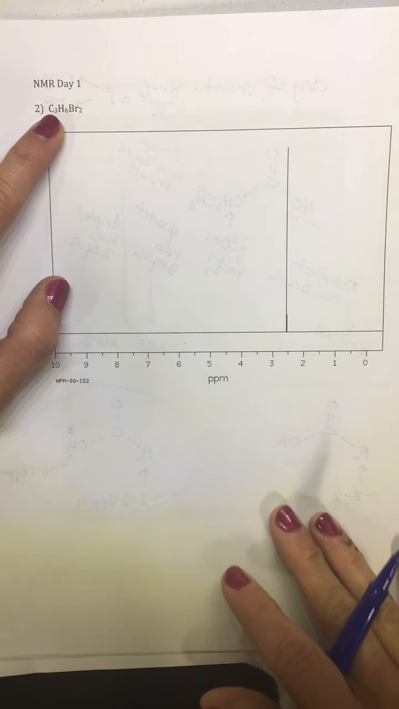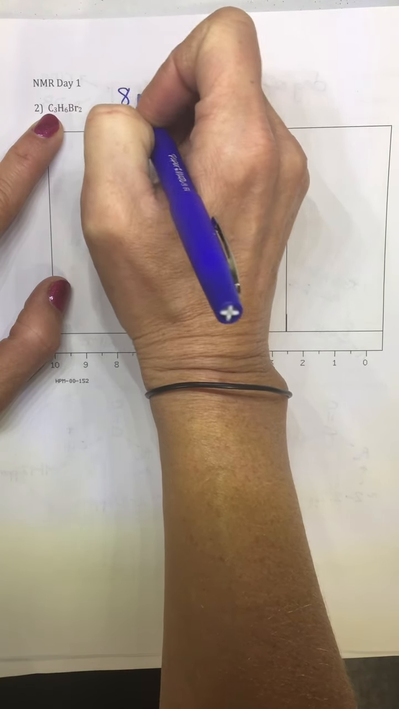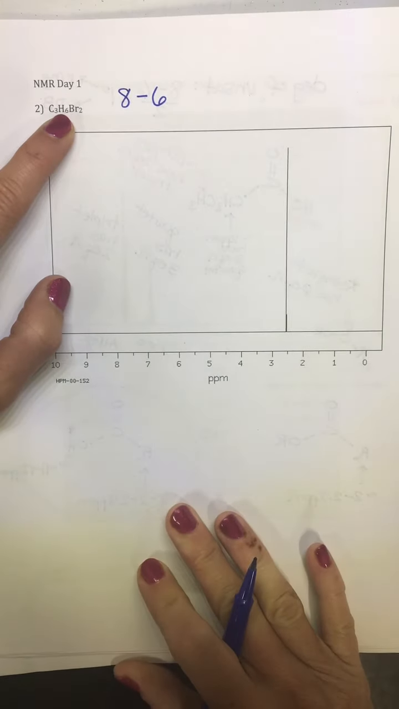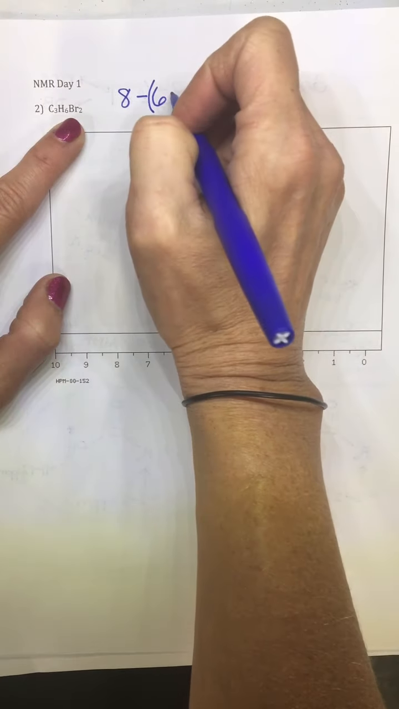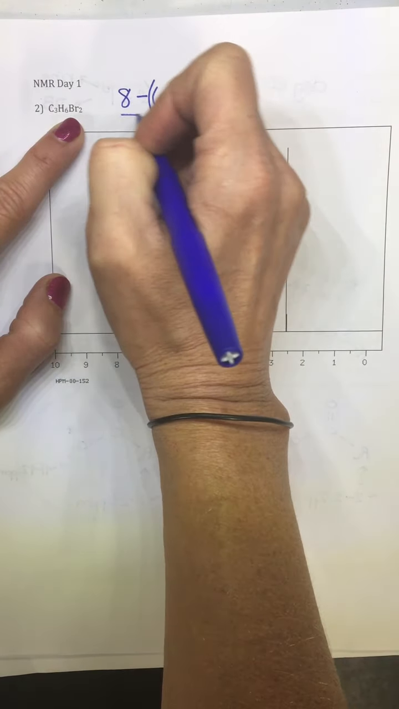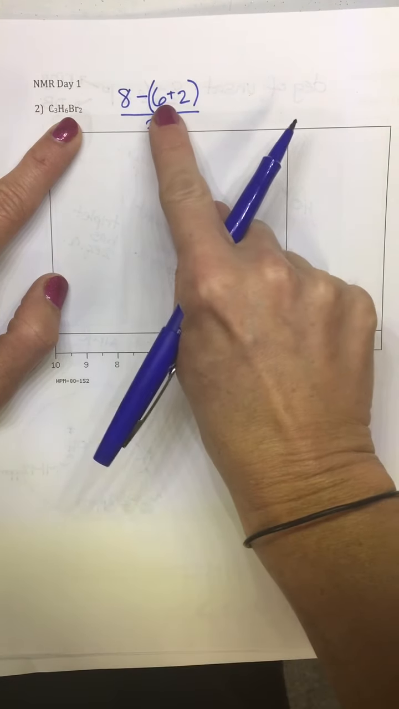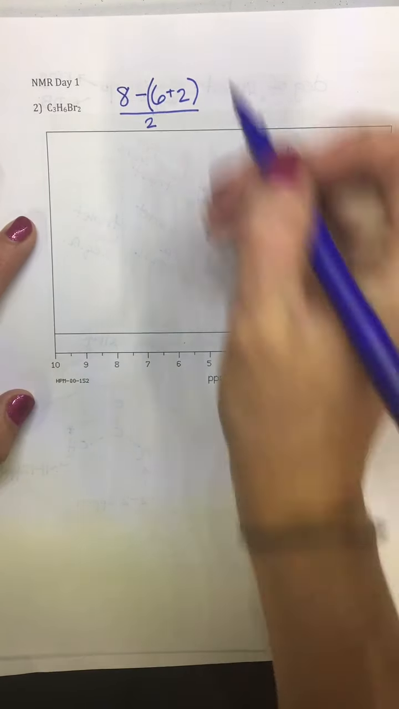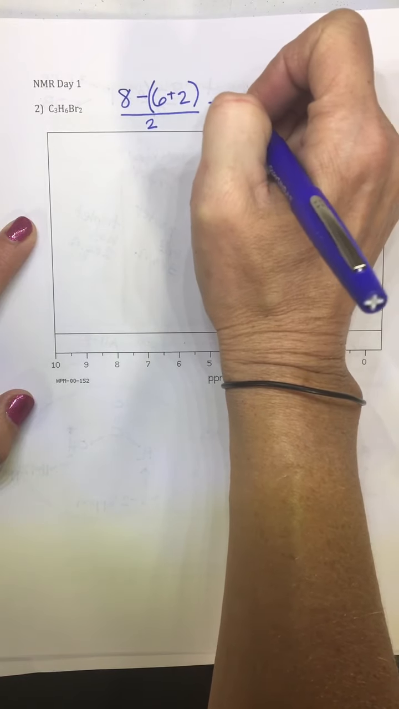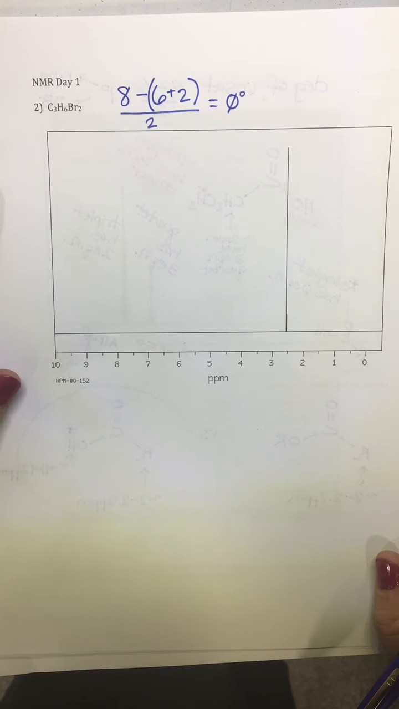So a saturated alkane would have 2N plus 2, which would be 8 hydrogens. Subtract out how many we have, which is 6 hydrogens. Bromines, or halogens, count as a hydrogen. So we have 2, so we need to add 2. And then, of course, everything's divided by 2. So remember, oxygen doesn't affect your hydrogen count. Halogens, you need to include them in the count. So our degrees of unsaturation is 0. So no double bonds, no triple bonds, no rings, all single bonds.